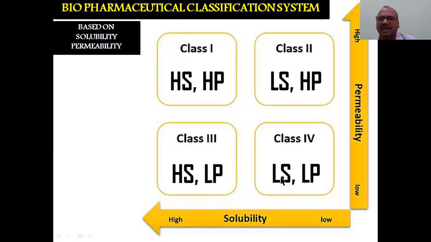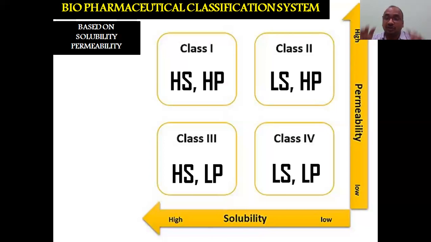And now you come to the class 4 drugs. See the position: low solubility, low permeability. Both are low. For this type of project, you can improve the solubility and the permeability also. Either you can improve only solubility or only permeability for class 4 drugs, or you can improve both. If it is PhD level or you want to do in-depth project work, you improve the solubility first and again you improve the permeability. So you convert a class 4 drug into a class 1 drug.